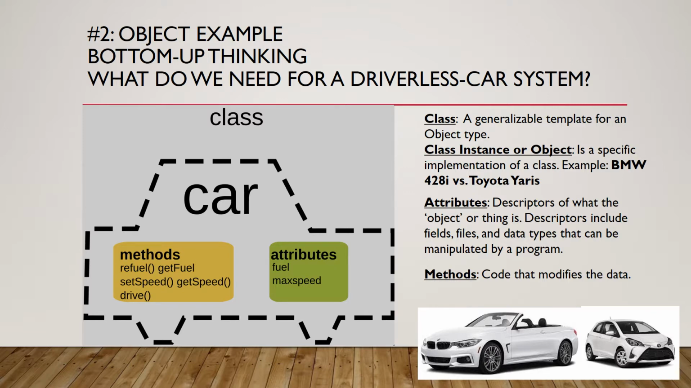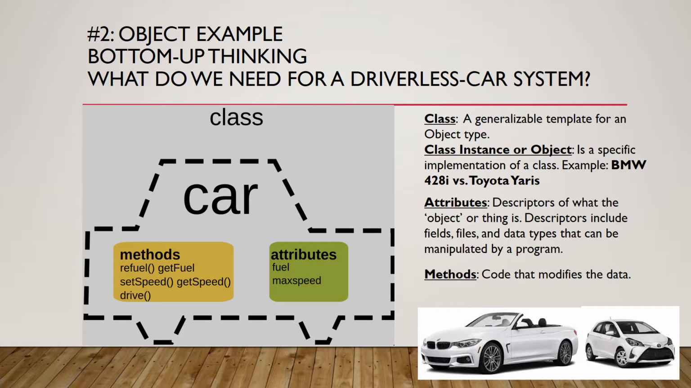Again, just kind of a recap, attributes are descriptors of what the object or thing is. Descriptors include fields, columns in files, data types, all the data. And you can see over in the green box, the attributes are isolated from the methods. The methods are code that modifies the data. Now, if you're thinking in terms of procedural code, maybe if you know C programming, a lot of times those methods look very much like a chunk of C code, if you're using a similar language. So it's just code that acts on the associated attributes.